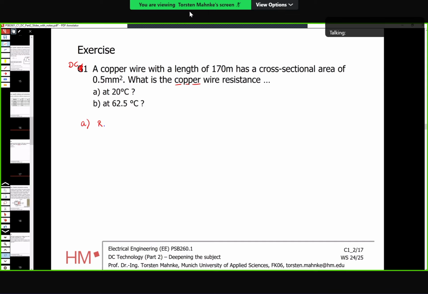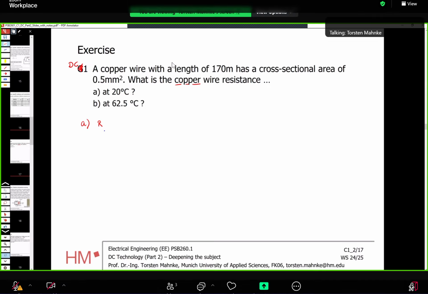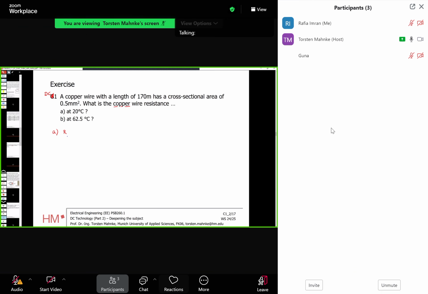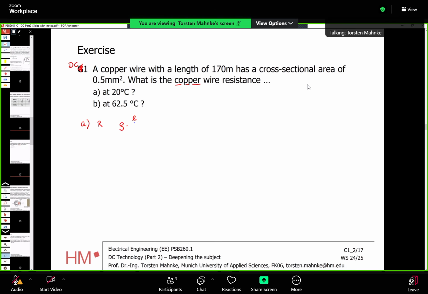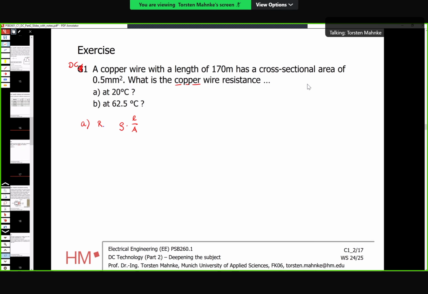The specific distance. That's it. The resistance is rho times the length L divided by the area A. That's rho. And let's give the resistance a name. That's R20, right?